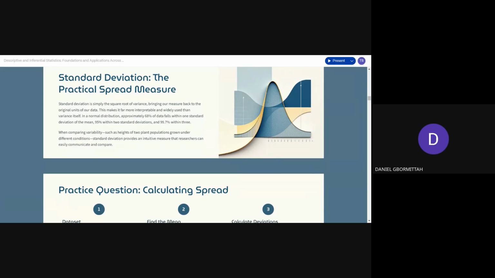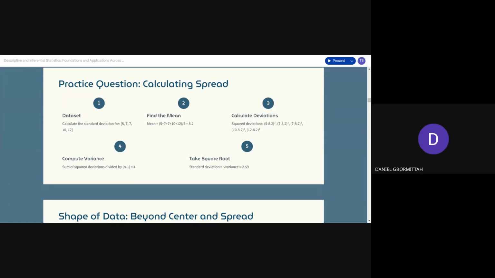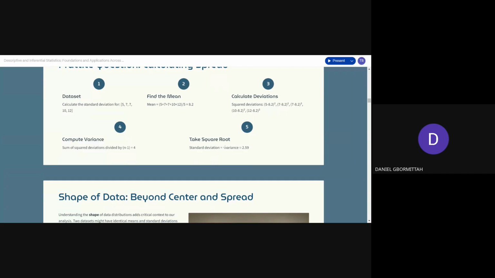So then the standard deviation is what? The square root of the variance. Please do those things yourselves and it will help you. So for instance, we have the data set here and I want you to take your time and do that. Look at the numbers: 5, 7, 7, 10, 12. You have to find the mean, the standard deviation and the variance. I hope you can do that. Don't give me the answers here.